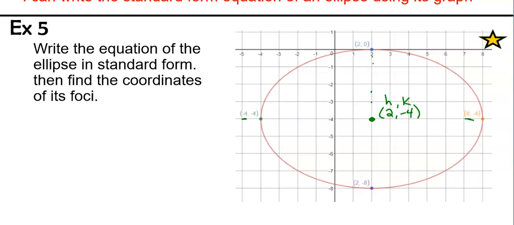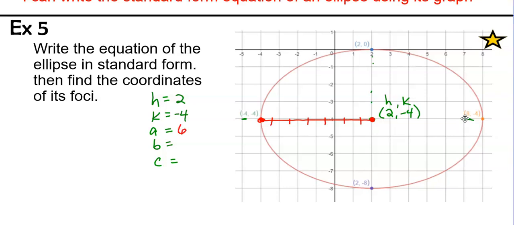That tells us what H and K are. So I would just go ahead and, like we were doing before, write those things down. H is 2, K is negative 4, and then let's see if we can find A, B, and C. Or at least find A and B. So A, remember from that picture on the last slide, A is just the distance from the center to a long edge. So 1, 2, 3, 4, 5, 6. A is 6. Pretty simple.